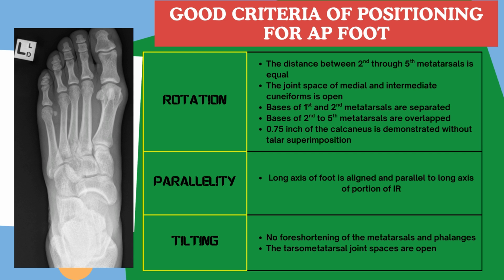The first criterion of rotation is the distance between second through fifth metatarsals is equal. Next, the joint space of medial and intermediate cuneiforms is open. Bases of first and second metatarsals are separated. Bases of second to fifth metatarsals are overlapped. About 0.75 inch of the calcaneus is demonstrated without talar superimposition.